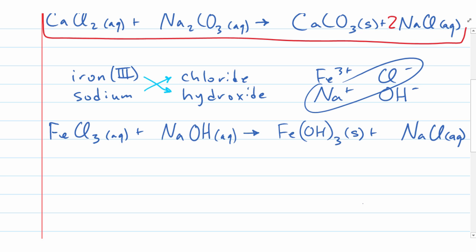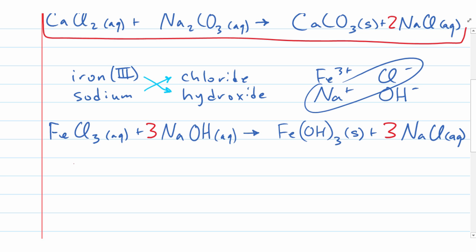We're not quite done yet, so the next thing we need to do here is balance the equation. So to balance this one, we look at the irons. How many irons on each side? 1. How many chlorines? 3. And over here we have 1. So what do we need? Put a 3 there in front of the NaCl. How many sodiums do we have here? 1. And over here? 3. So what do we need? 3. Need a 3 in front of the NaOH.